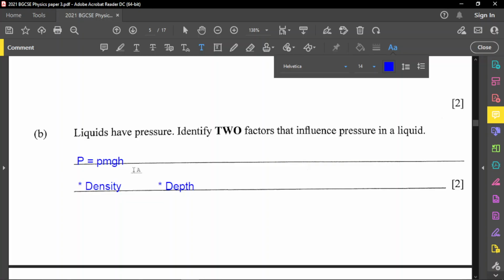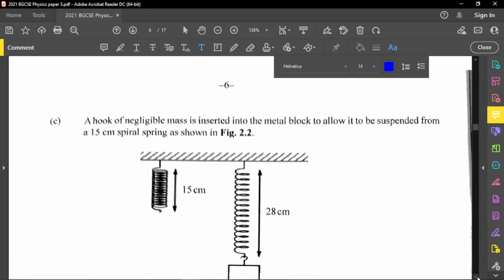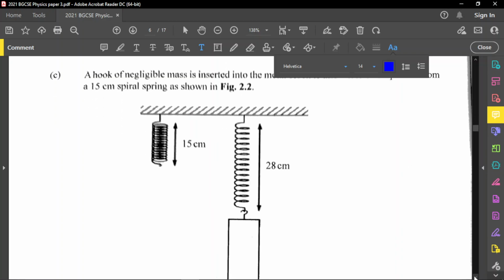All right, so definitely those are the two factors that can affect the pressure within a liquid. Jumping on to the next part of the question here, say that part C is a hook. A hook of negligible mass is inserted into the metal block to allow it to be suspended from a 15 centimeter spiral spring, as shown in figure 2.2. Let me just quickly analyze this question, and it's based on this diagram.